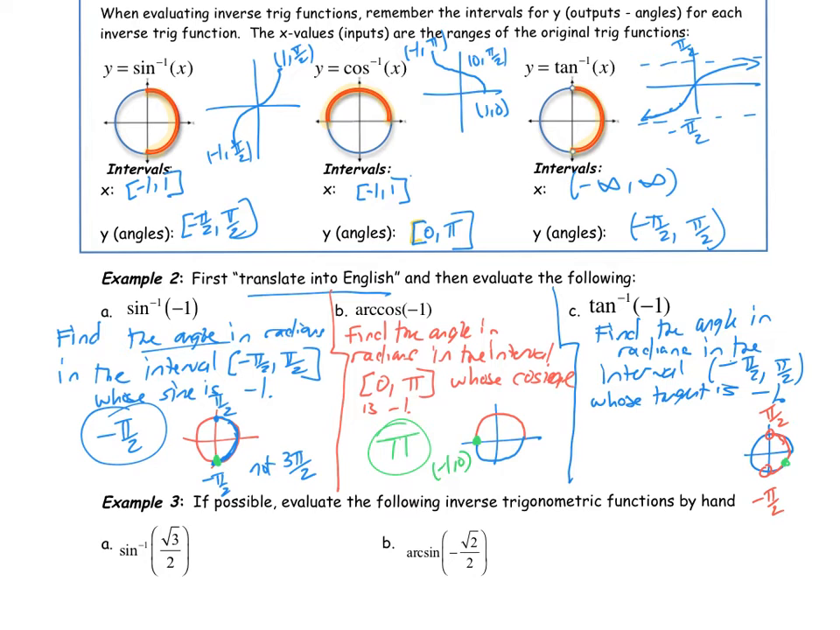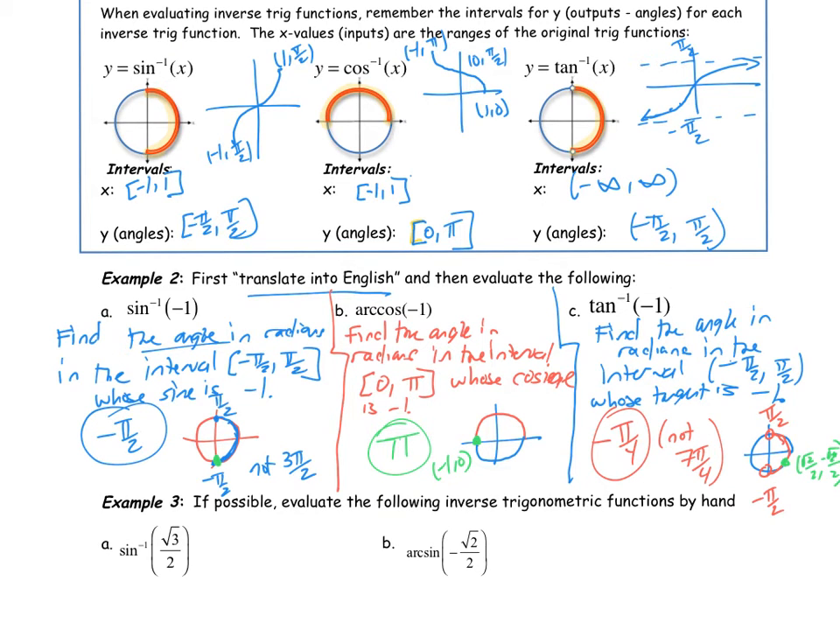So tangent of -1 occurs at this point because the x value is √2/2, and the y value is negative √2/2. So this angle is -π/4, not 7π/4. Okay, even though those are both coterminal angles, this must be named in the interval from -π/2 to π/2.